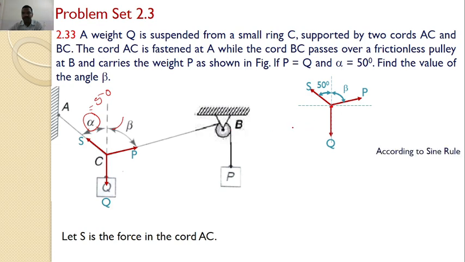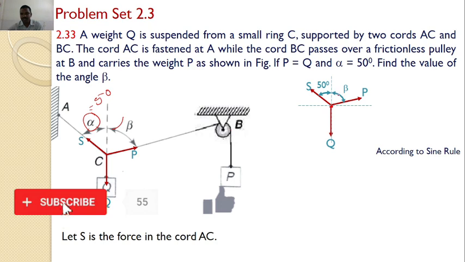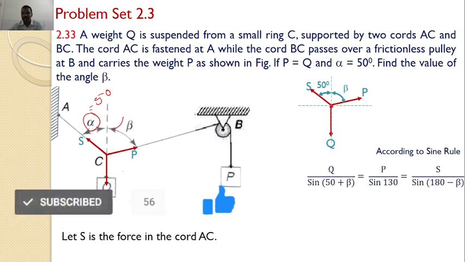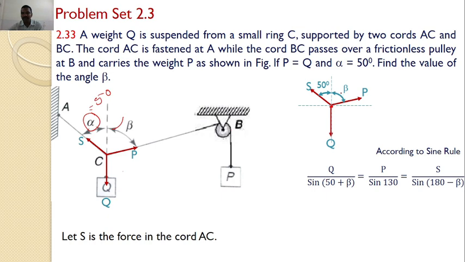By applying the sine principle, the force Q divided by the sine of the angle between the other two forces, that is 50 plus beta, will be like this. Q divided by sine of 50 plus beta is equal to P force divided by the angle between the other two forces, that means these two forces. How much is this angle? Now given that this is 50, so this angle is 40 and this is 90. So the total angle becomes 130. So it is P divided by sine 130.